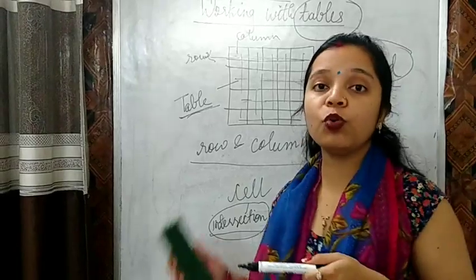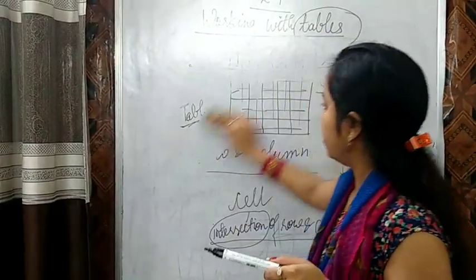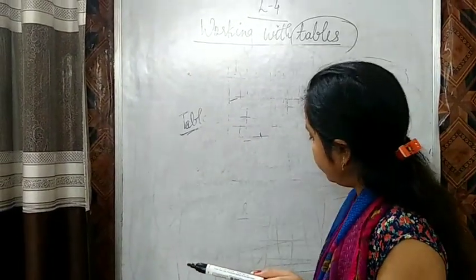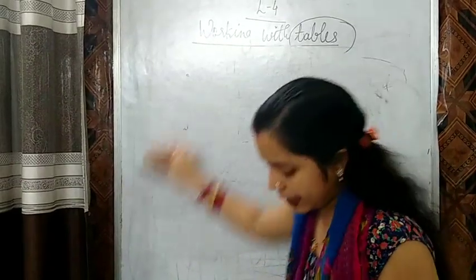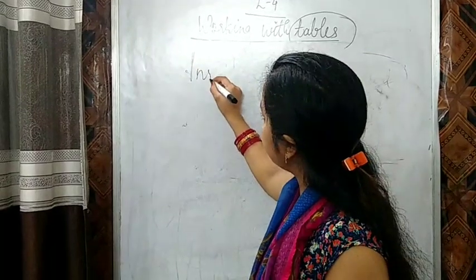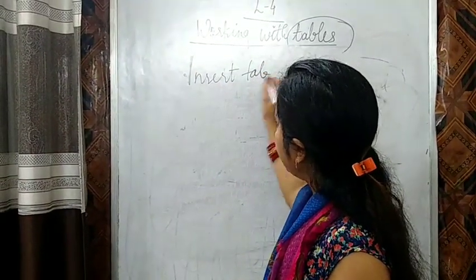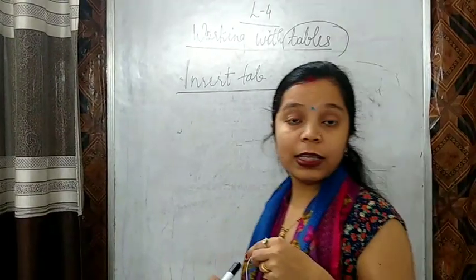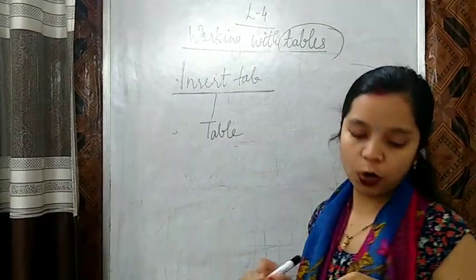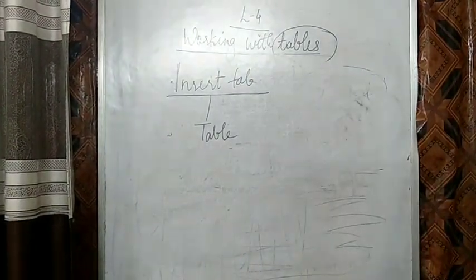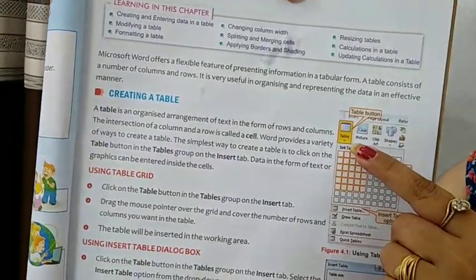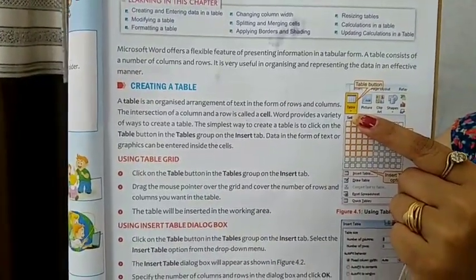Now I will tell you how will you create table in MS Word. Now how will you create table in MS Word? In MS Word, one option is there for creating table. You have to click on Insert tab. Like Home tab, Insert tab is there. You will click on Insert tab and there you will get one table option. Like you can see in your book also. When you will click on Insert tab, you will get this table option.